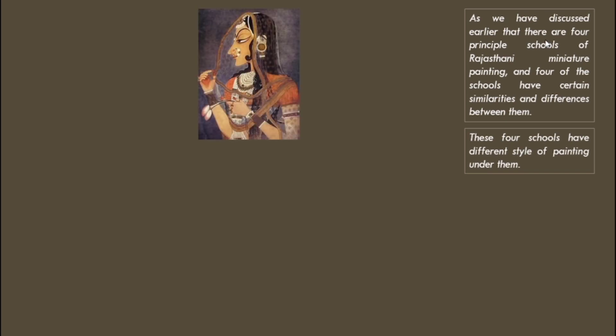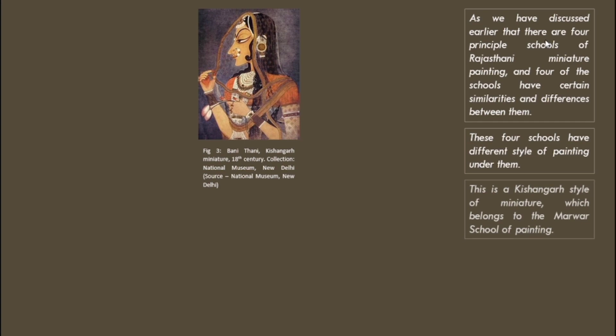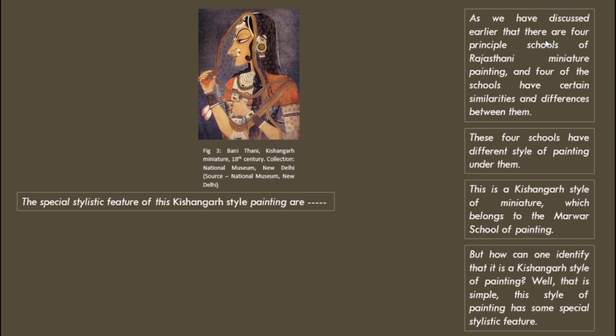This is Bani Thani. It is a Kishangarh miniature which comes under the Marwar school of painting. You can find this in the collection of the National Museum, New Delhi. Now, you might be asking how can I know that it is a Kishangarh style of miniature painting? What are the stylistic features that we should be looking for? A special stylistic feature of the Kishangarh style is its attractive physique.